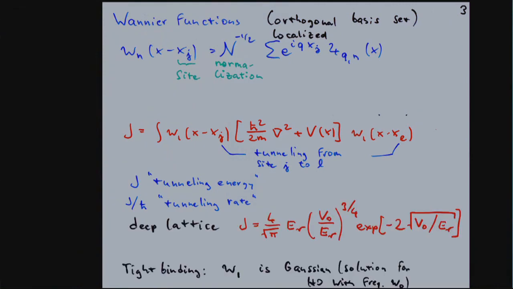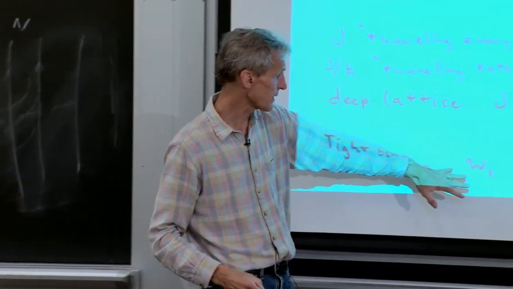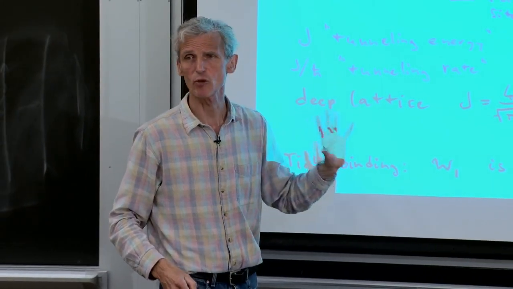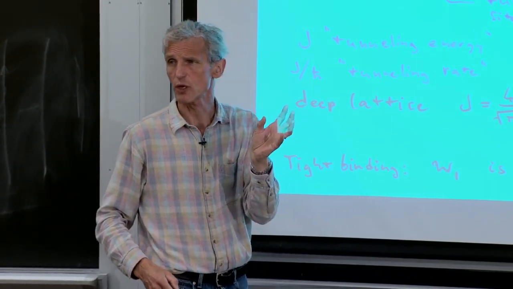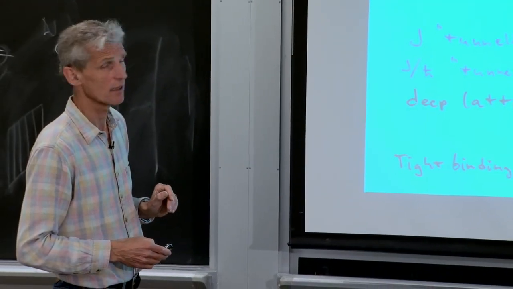For a very deep lattice, everything is analytic and it can easily be solved. And I mentioned already, in the tight binding approximation, you should think about your Wannier function as just localized Gaussian eigensolutions of the harmonic oscillator.